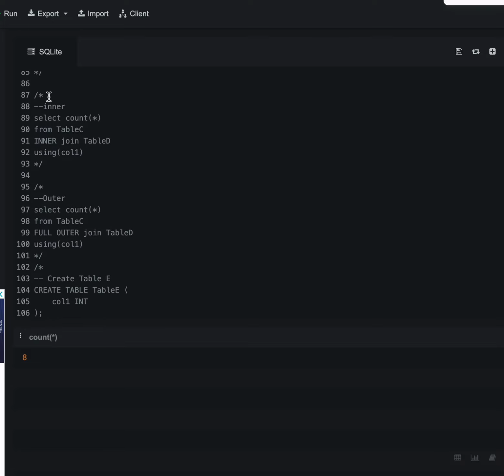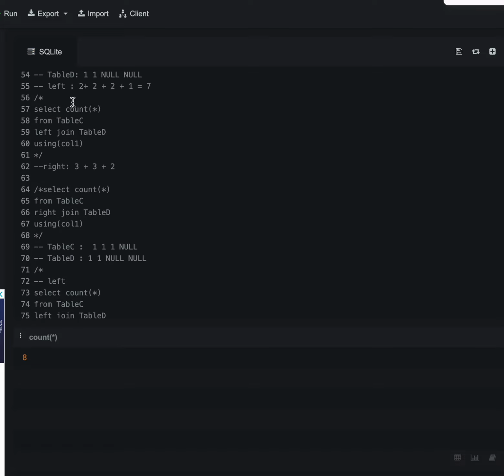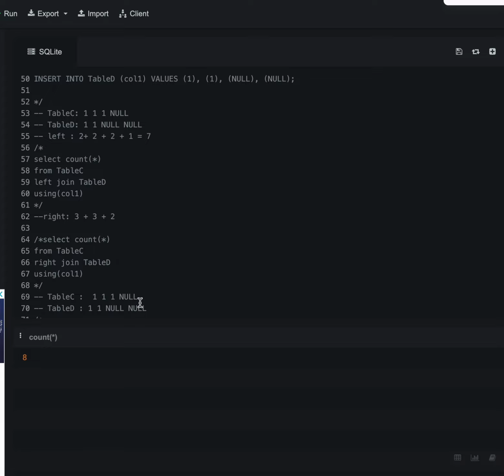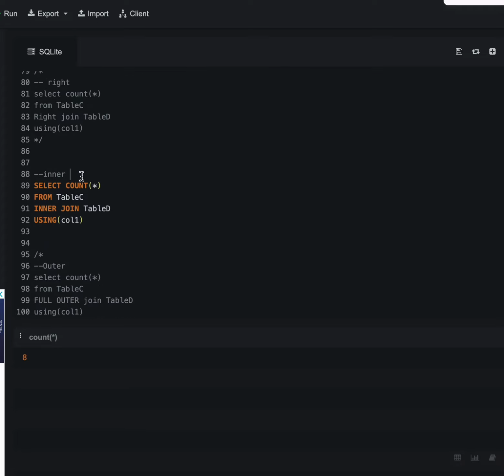In the case of inner join, what will happen? So in the case of inner join, again I have three ones, one null value, two ones, two null values. So inner join intersecting common records. So one will go with two ones, this one will go with two ones, this one will go with two ones. So 2 into 3. Inner join will render us with 2 into 3 records, which is equal to 6. So if I run this, 6. So this is my output.